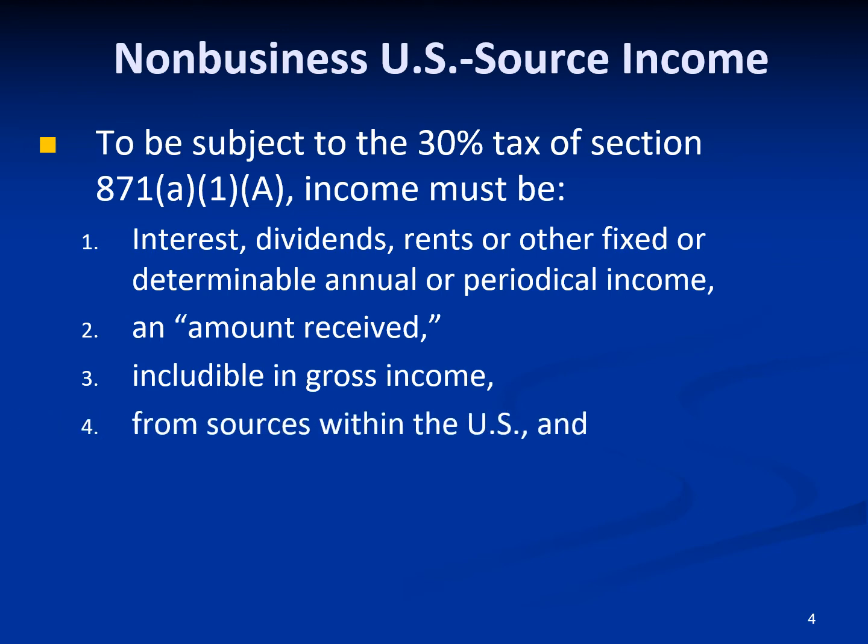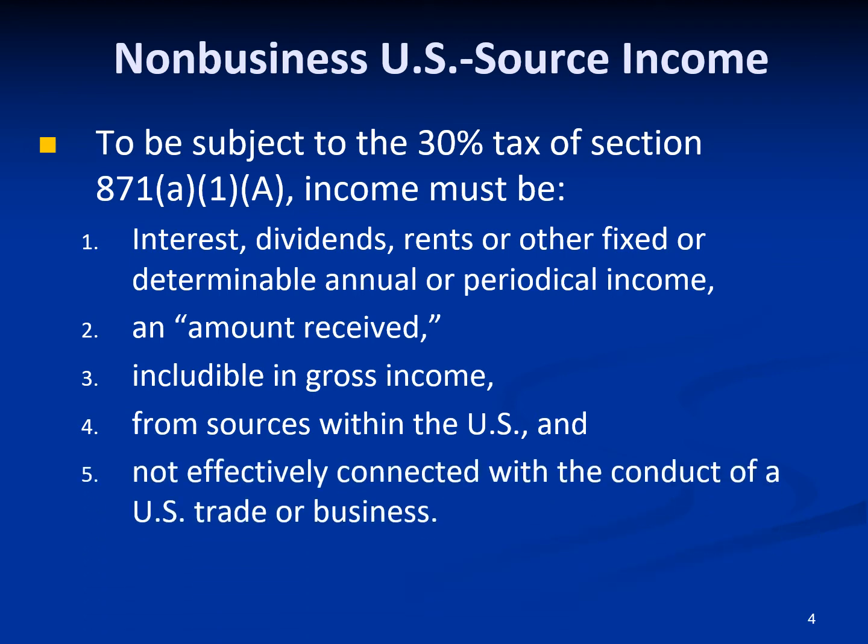Fourth, the item must be from sources within the United States. That is, it must be U.S. source income. And finally, the item must not be effectively connected with the conduct of the U.S. trade or business. Only if all 5 of these requirements are met will the item be subject to the 30% tax of Section 871A1A or of Section 881A in the case of a foreign corporation.